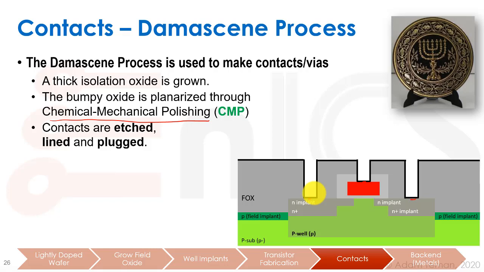One more point. We put something called a liner in. This is a material, usually titanium. It's a material that makes sure that it connects really well to the sides, and it's also adhesive. So that's a liner material. And as you see, we pour it over the whole wafer.